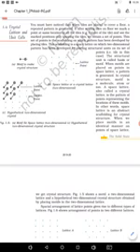Hello everyone, this is the second lecture for the chapter Solid State, and in this lecture we are going to study the crystal lattice and the unit cell. First of all, let us understand what is meant by crystal lattice.